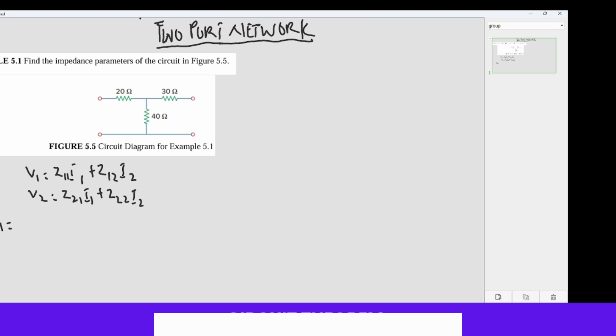Before that, let's draw our circuit. Okay, let's do Z11 first. Z11 is equal to V1 over I1, right? At I2 equal to 0. So we will solve for when I2 is equal to 0, and when we are done, we'll solve for when I1 is equal to 0. So for Z21, we will get V2 all over I1, where our I2 is equal to 0.